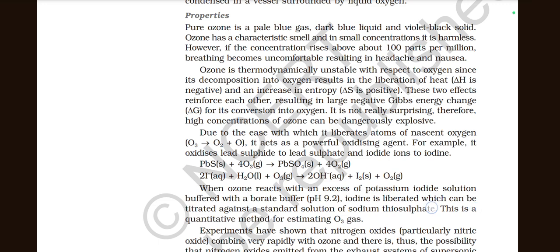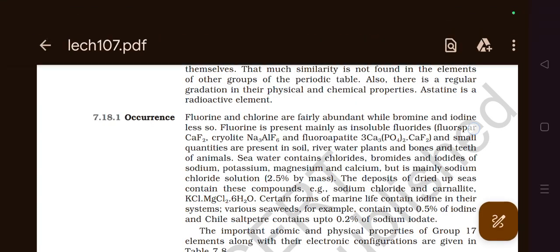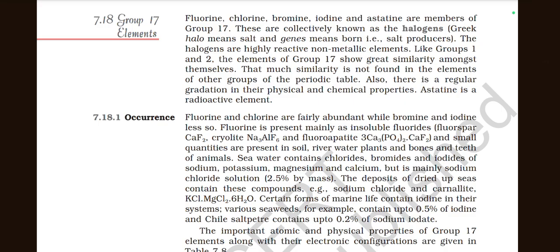Group 17 elements: fluorine, chlorine, bromine, iodine, and astatine are the members of Group 17. These are collectively known as halogens. The halogens are highly reactive non-metallic elements, like Group 1 and Group 2. The elements of Group 17 show great similarity amongst themselves. That much similarity is not found in the elements of other groups of the periodic table. Also, there is a regular gradation in the physical and chemical properties.